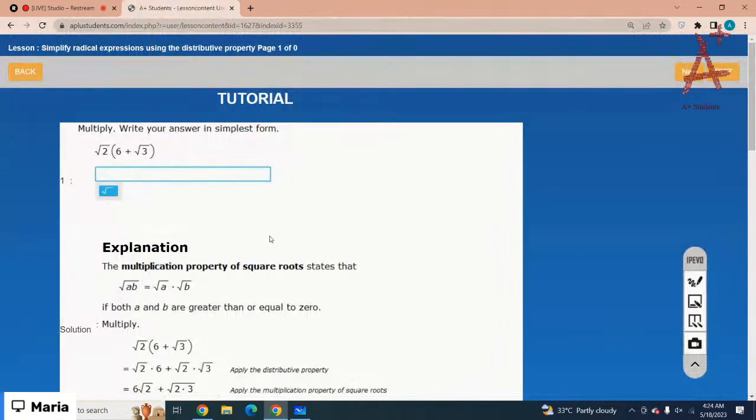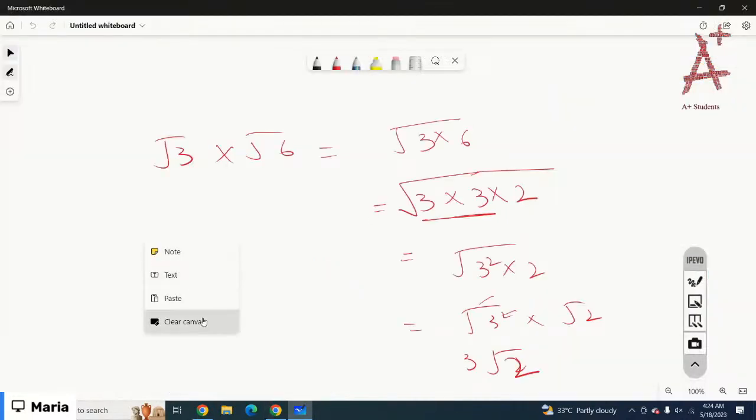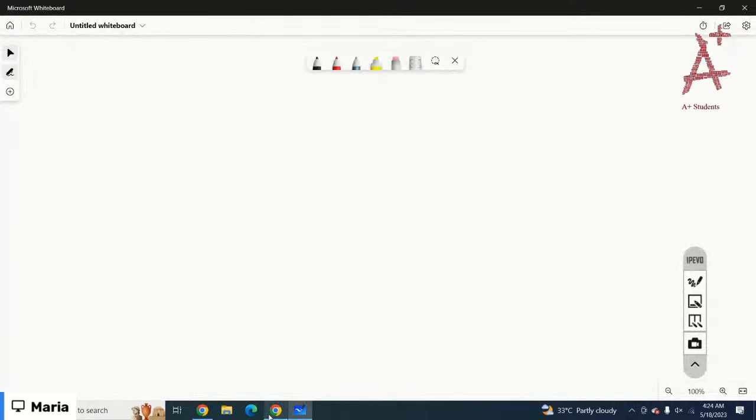So here it is the same as what we just did. Now we are going to apply the distributive property. You have to multiply the square root 2 outside the bracket with everything that is inside. That is actually the distributive property.